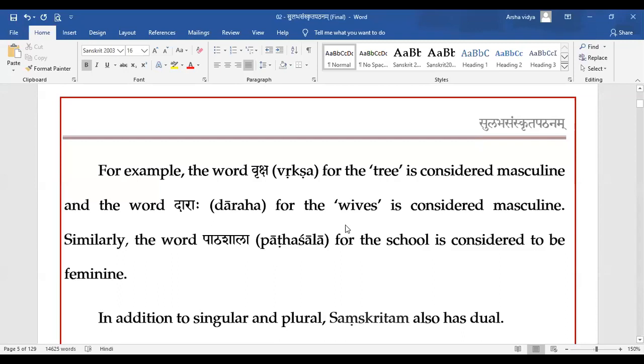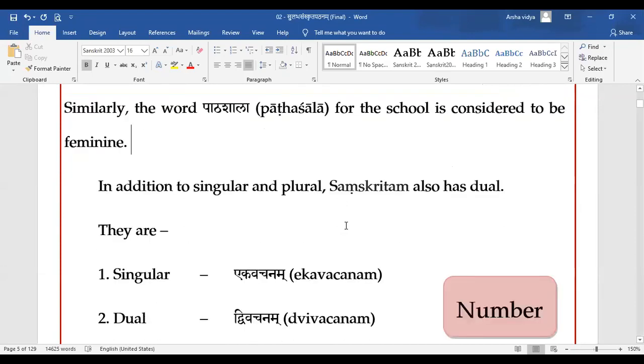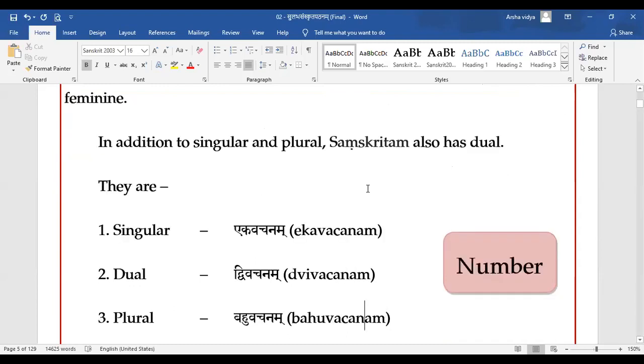Now we are discussing Shabda and the genders. Now, we know singular and plural in English. In Saṃskṛtam, talking about the numbers, we have dual also. Singular, dual, and plural, three numbers are there. Singular is called Ekavachanam. Dual is called Dvivachanam. And plural is called Bahuvachanam.